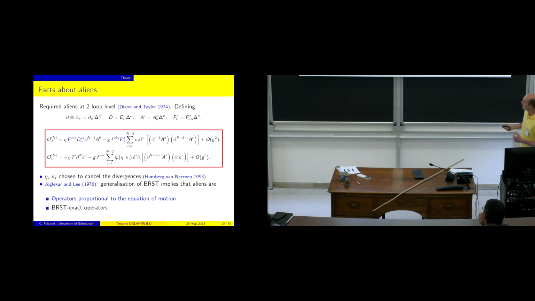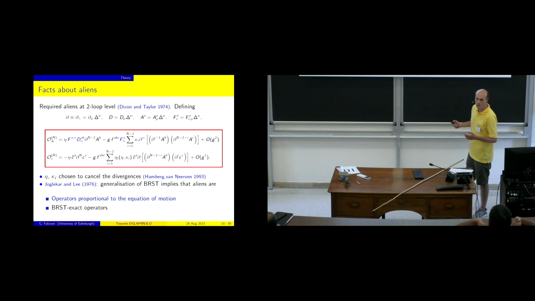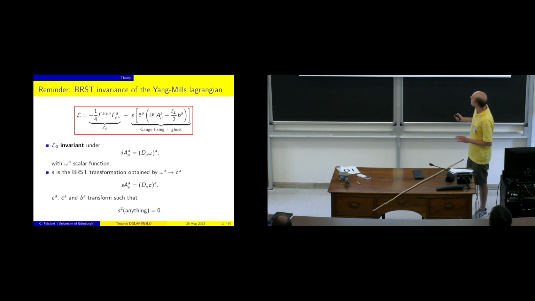And the second bit that you need are BRST exact operators, which is not visible here at first sight, of course. But we thought it was important to get this point across, because if you look at this basis, it's not easy to understand how to extend it beyond the two-loop level. So we said, okay, let's focus on this BRST property and try to find a handle to get the full contributions. Let's first review a little how BRST properties appear in the normal Yang-Mills Lagrangian.